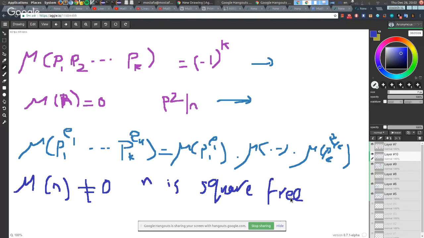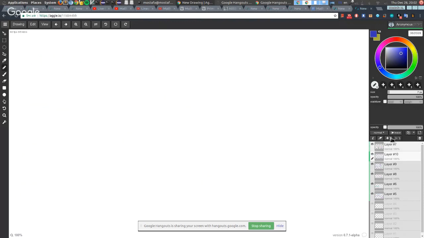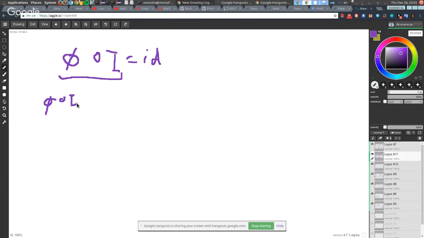From here we can also notice one of the properties: phi, which is Euler's function, convolved with I, which is the function that always returns 1, will be equal to the identity function. We can prove this by trying, since this function is multiplicative, to compute it for some power of p, where p is a prime.